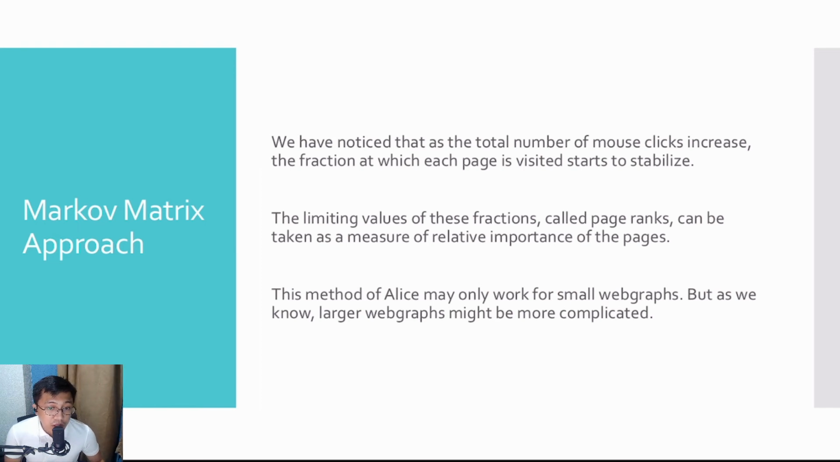This method of Alice may only work for small web graphs. So the 6 pages can be considered a small web graph. But for example, if we're talking about the whole internet now, this process might actually be more complicated.